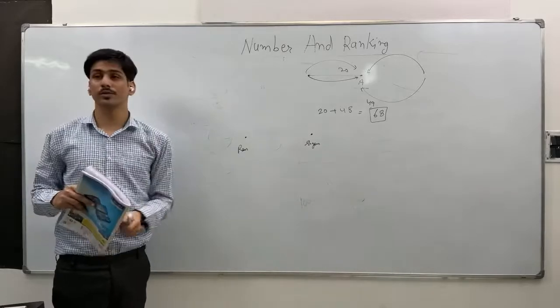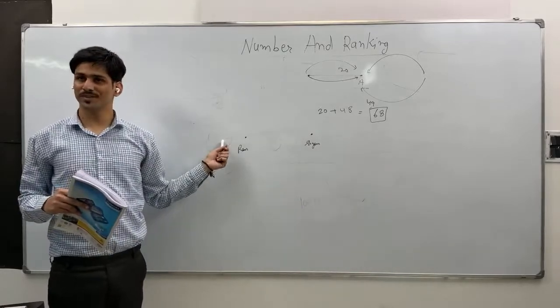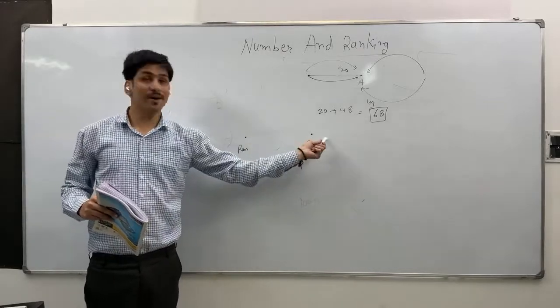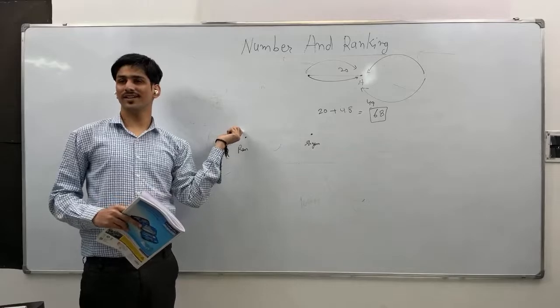Even if I include Shyam also, 12th position. Are you getting my point? In between, how many students are there? 10. Shyam is 11, and this one is 12 students.